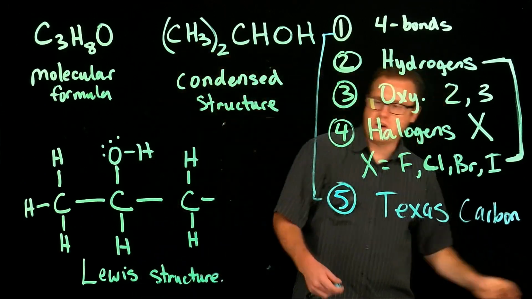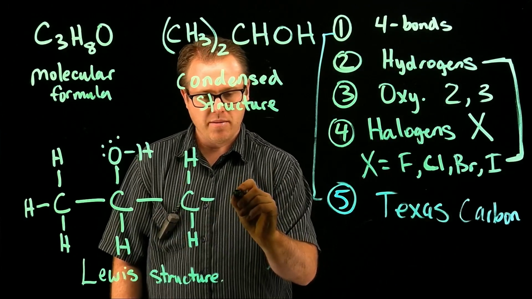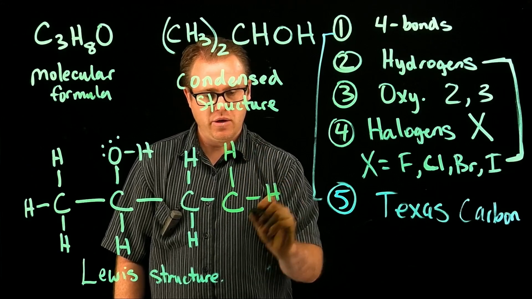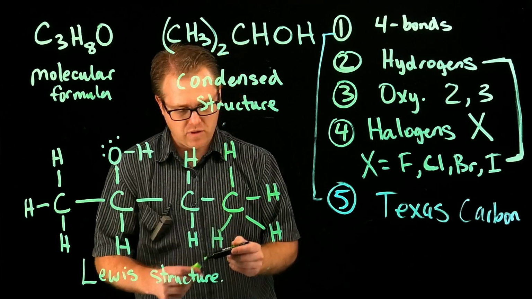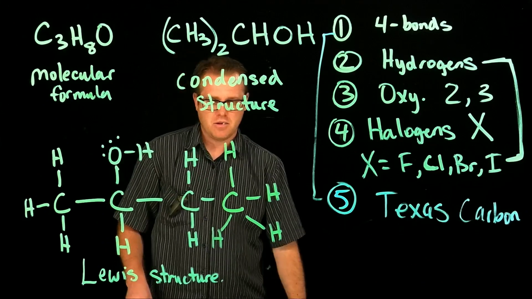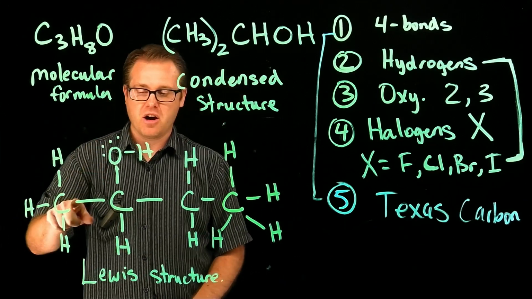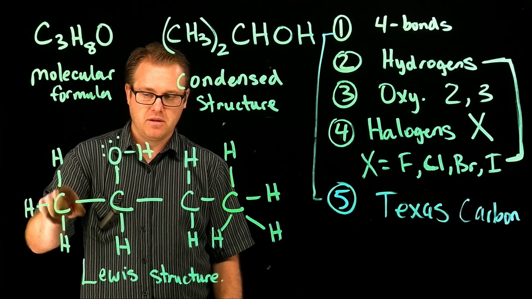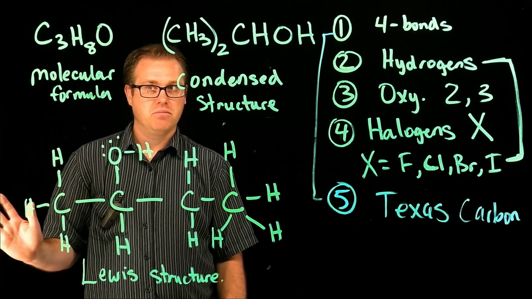Let's draw a Texas carbon. What if I put another carbon here, and then I go 1, 2, 3, 4. So let's just start from the left. I'm just looking at the carbons. Here's a carbon. How many bonds are around this carbon? 1, 2, 3, 4. Perfect.